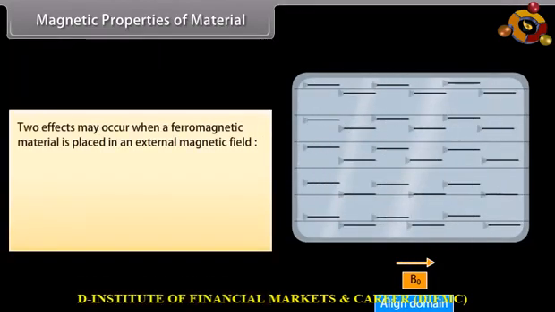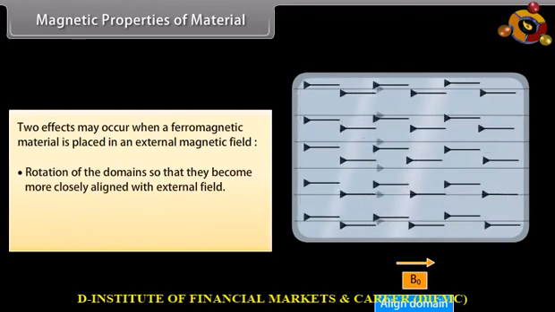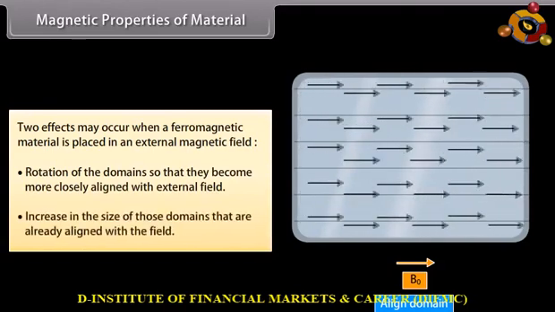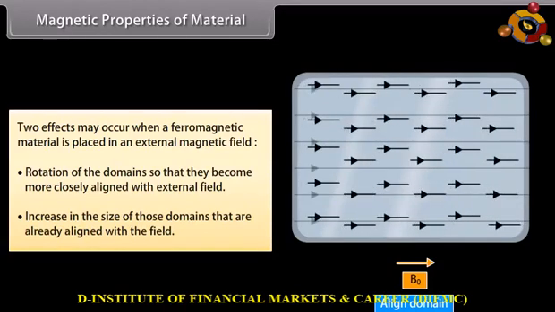Two effects may occur when a ferromagnetic material is placed in an external magnetic field. Rotation of the domains so that they become more closely aligned with the external field. Increase in the size of those domains that are already aligned with the field.